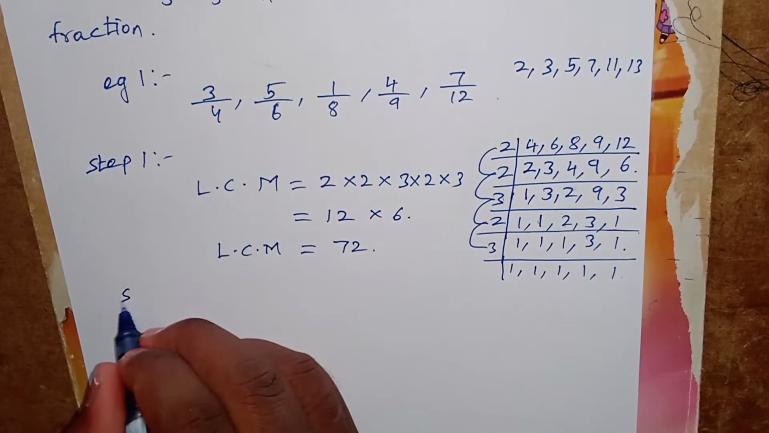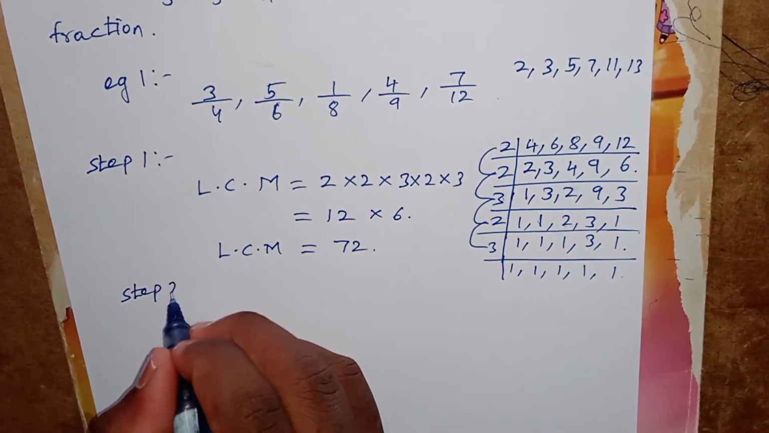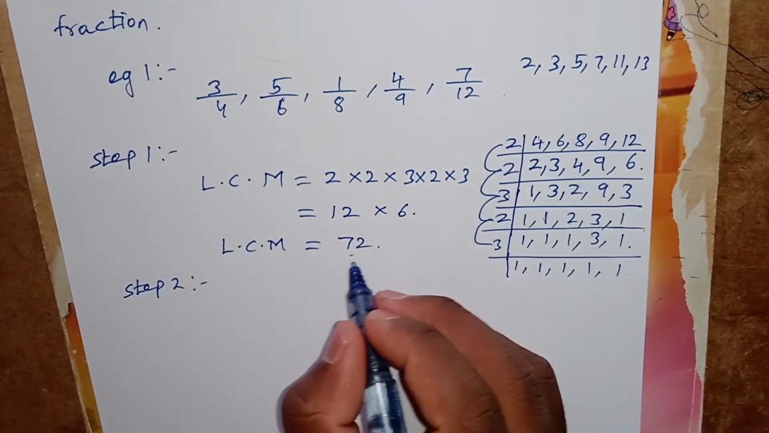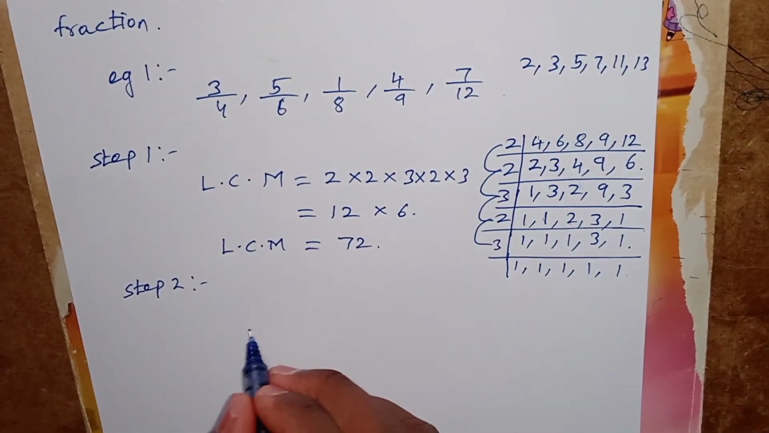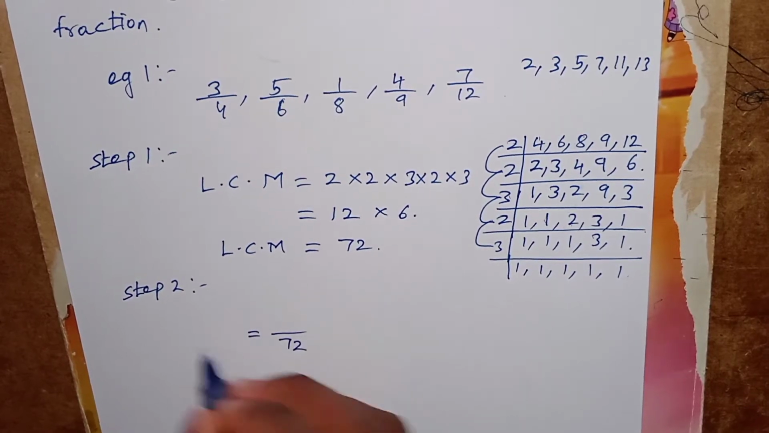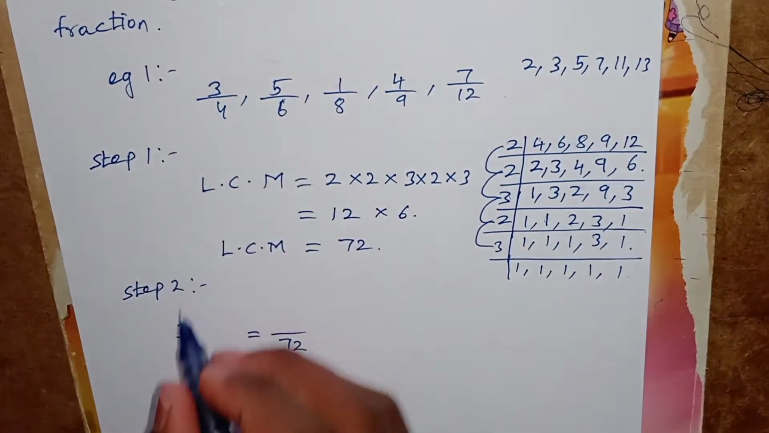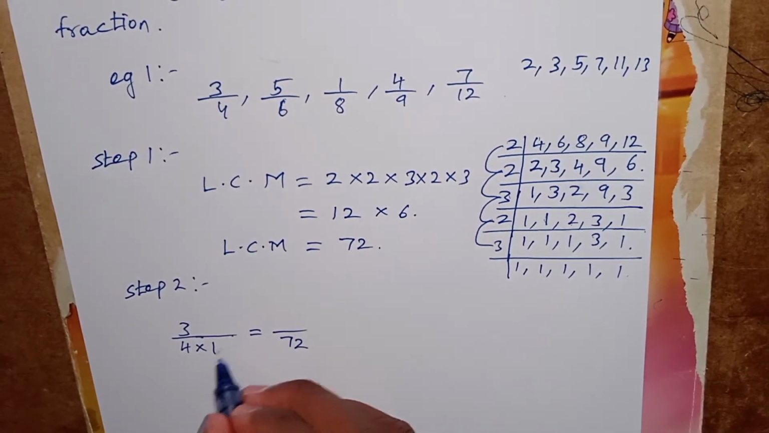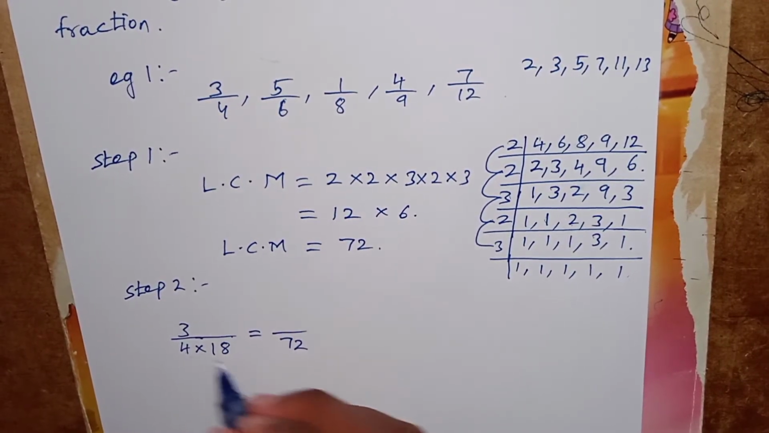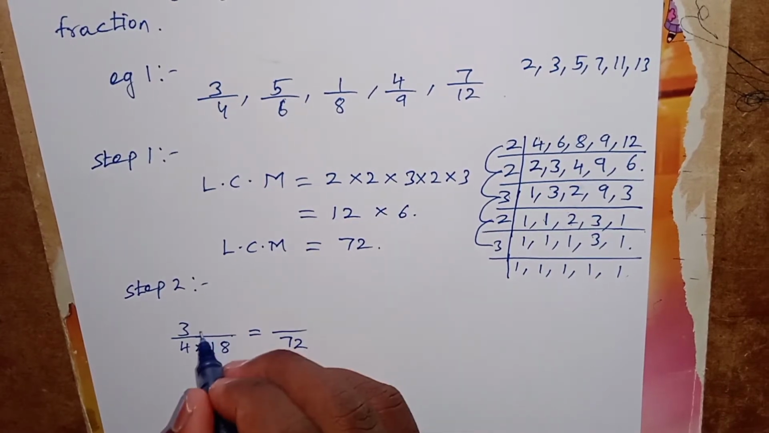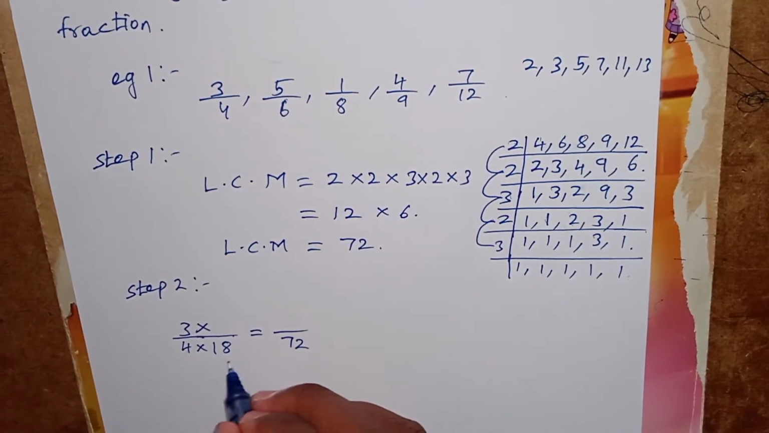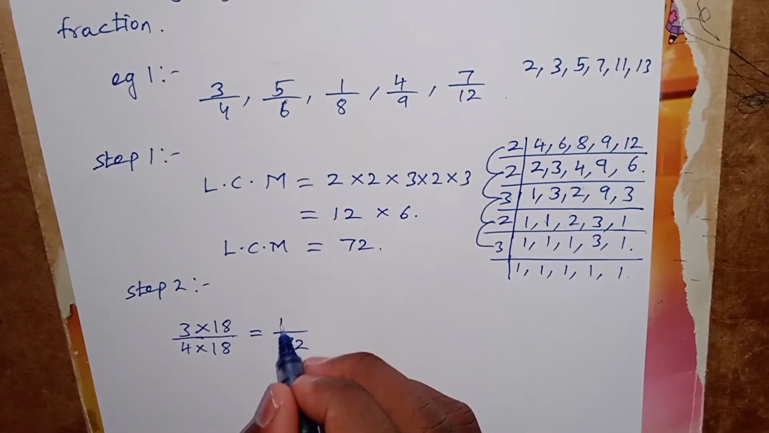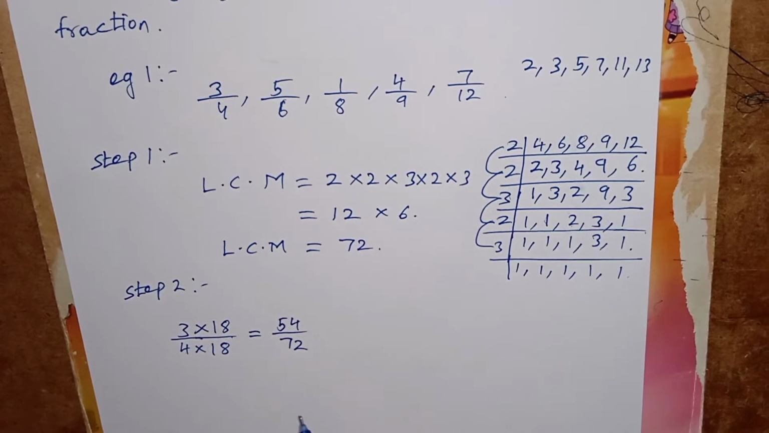Next step 2, in every term you have to convert the denominator to 72, my LCM. First here 3 by 4. Here if you multiply by 18, 18 fours are 72. Therefore whatever you are multiplying in the denominator, you have to multiply the same in the numerator. Therefore here it is 54.